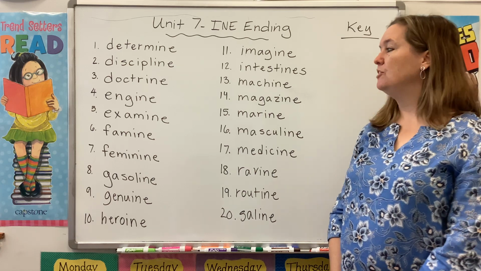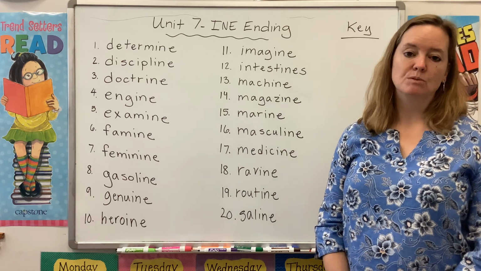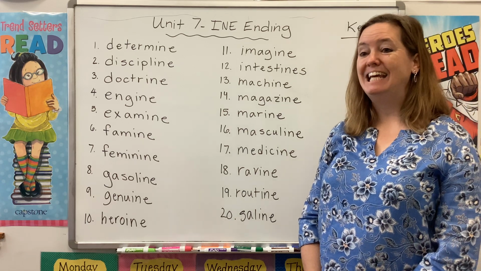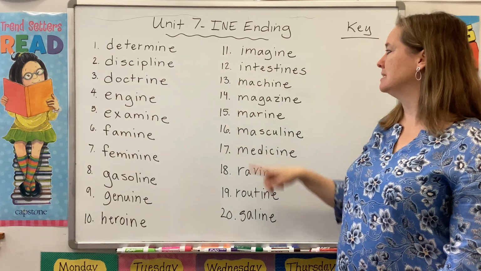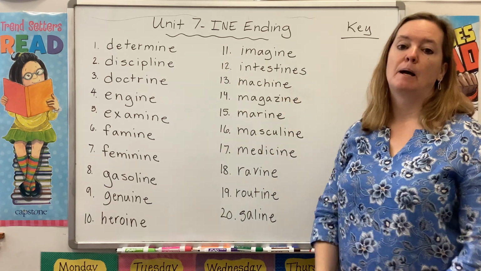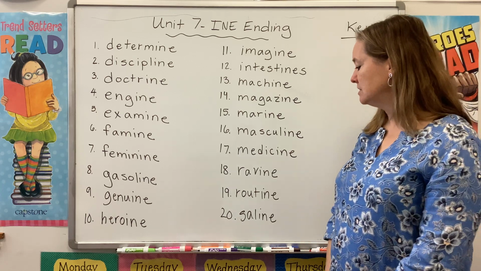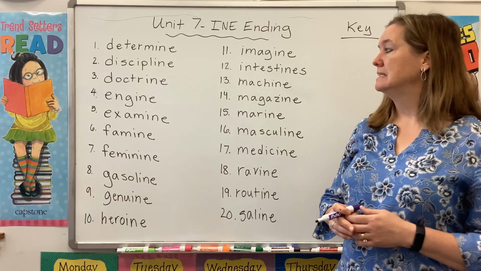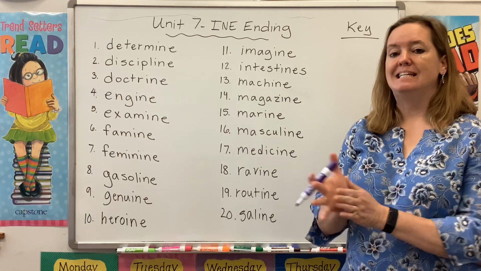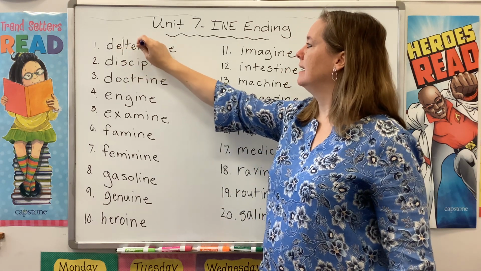You probably noticed that INE has two different sounds. Sometimes it says in, like in determine, and sometimes it says een, like machine. We're going to talk about that in a minute. But first, let's do what we always do and break our words into syllables, starting with determine. We'll slice it after the E and after the R.